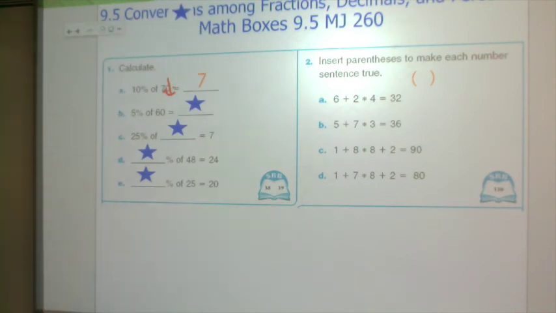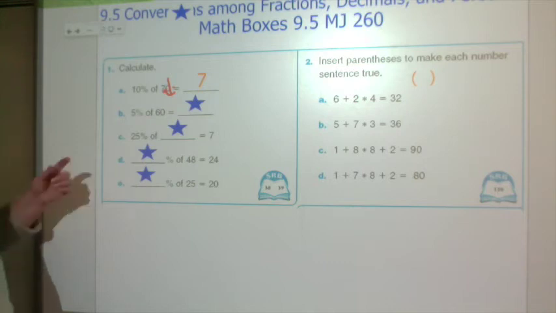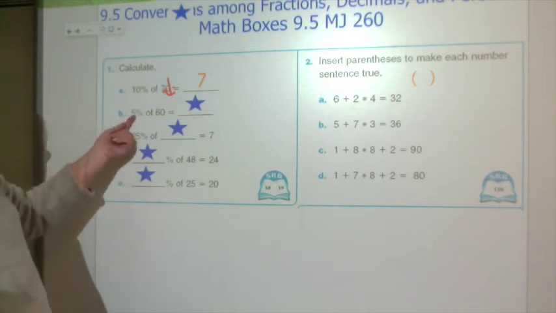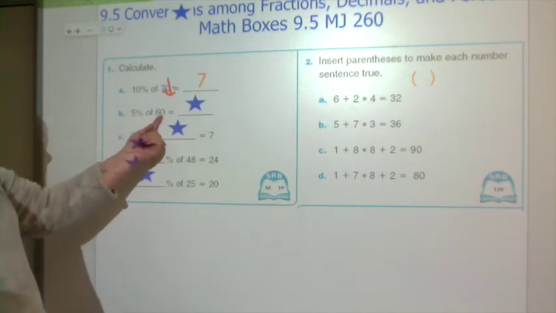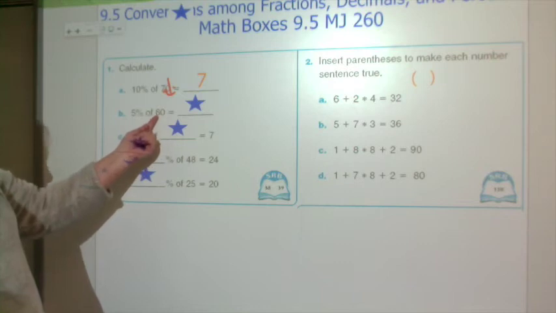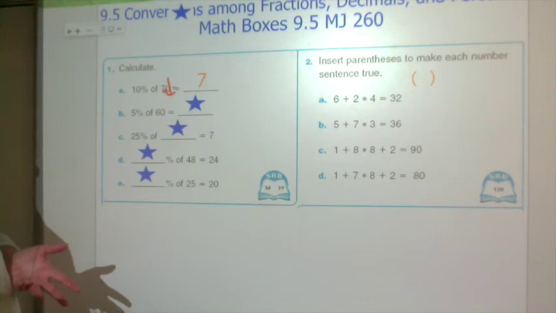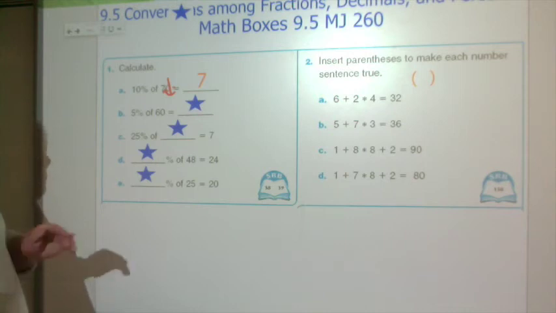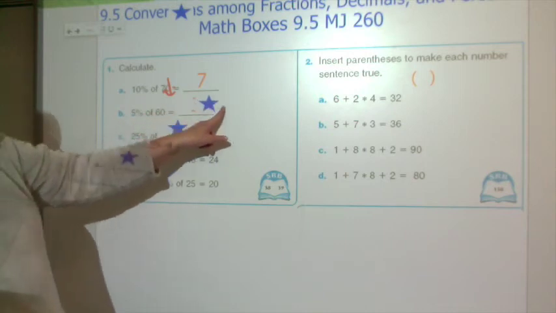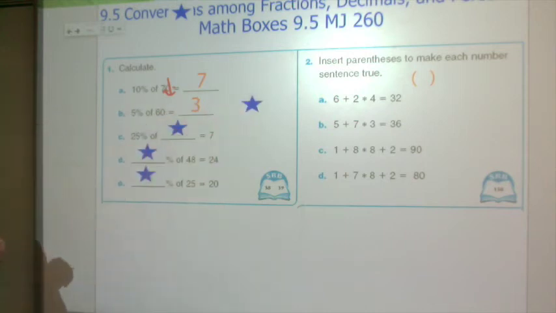5% of 60. Well, let's figure out what 10% of 60 is. 10%, if I took off the 0 and moved the decimal, would be 6. So what do you think 5% would be? 10% would be 6. 5% would be half. So it would be 3. I'm going to do these with you. These are a little tricky.